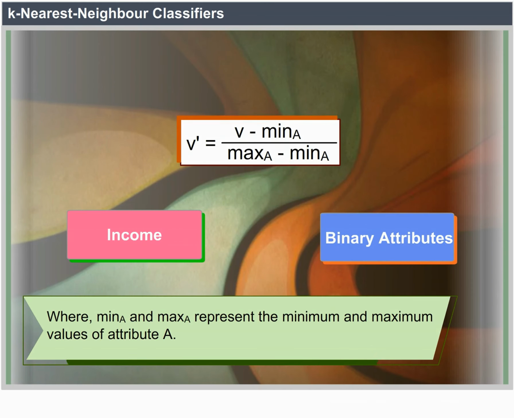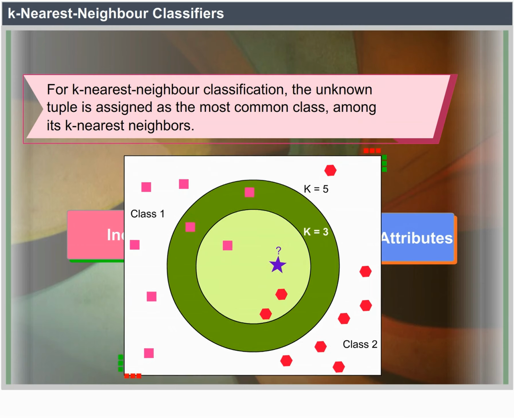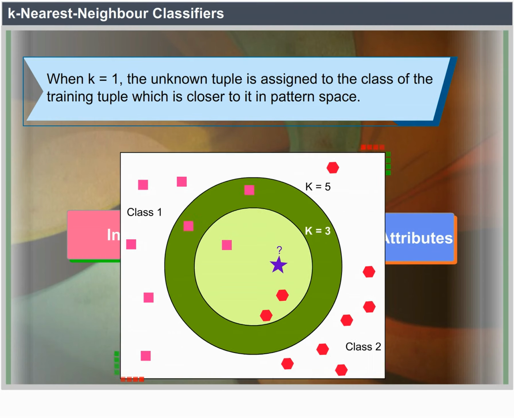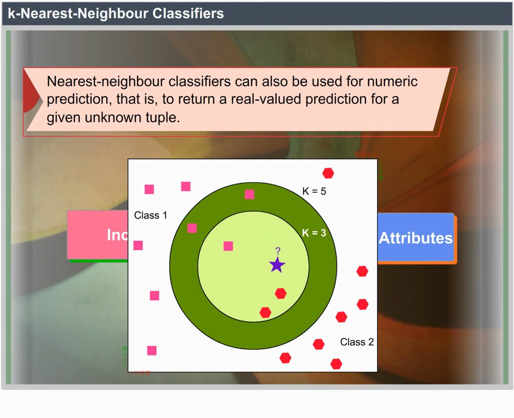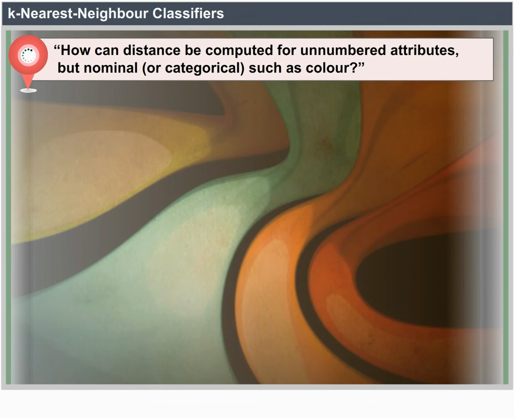For k nearest neighbor classification, the unknown tuple is assigned the most common class among its k nearest neighbors. When k equals 1, the unknown tuple is assigned the class of the training tuple that is closest to it in pattern space. Nearest neighbor classifiers can also be used for numeric prediction, that is, to return a real valued prediction for a given unknown tuple. In this case, the classifier returns the average value of the real valued labels associated with the k nearest neighbors of the unknown tuple. But how can distance be computed for attributes that are not numeric but nominal or categorical, such as color?